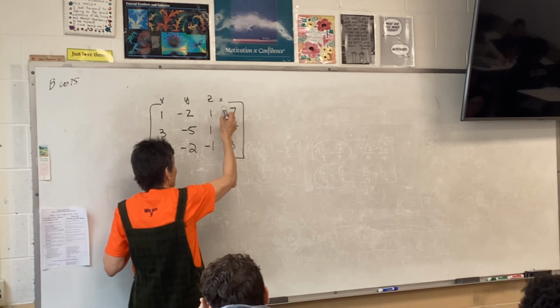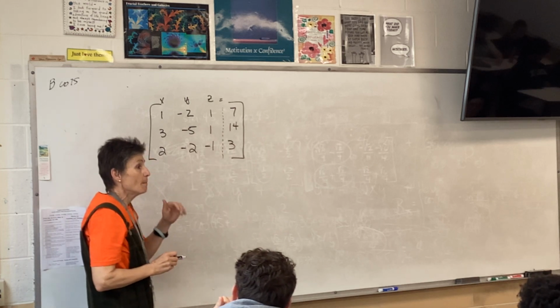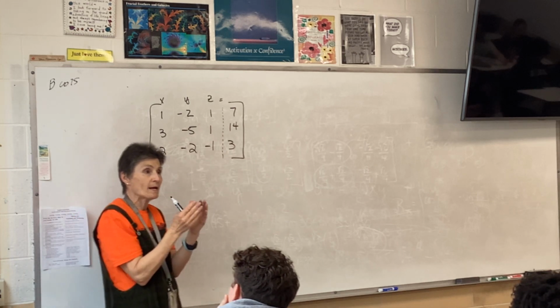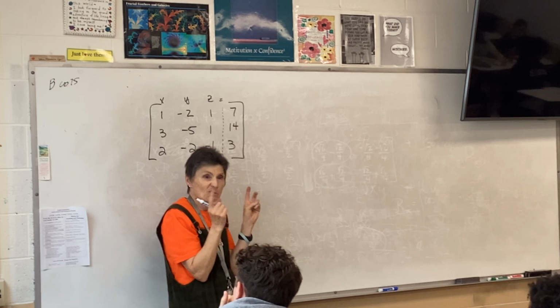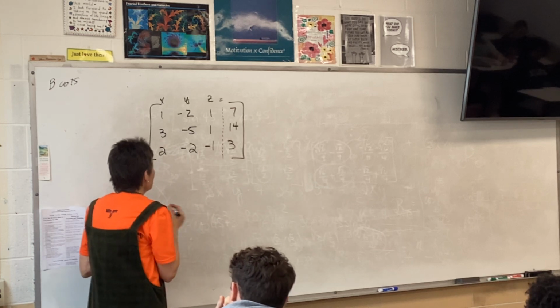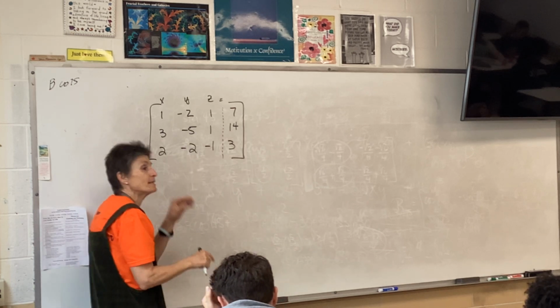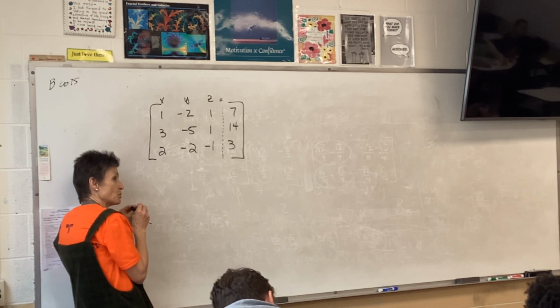A lot of people put a dashed line down there. You don't have to, but that dashed line sort of separates the constants from the coefficients. Kind of stands for the equal sign. All right, now what I'm going to do, notice it says Gaussian elimination. I'm going to do a method of elimination.